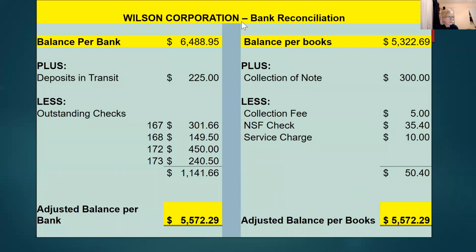Okay, so back here again, we've already done this side. We knew we had to add the 300. We knew we had to subtract these three items, and we just had to read the problem to get the description. Bank collected a note. Bank charged a collection fee. NSF check, return transaction is how the RT, and then there was a service charge. Okay, so that's the bank recon, all done.